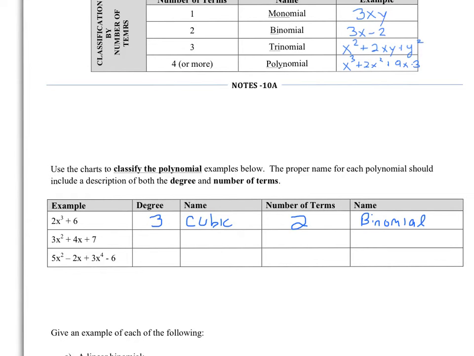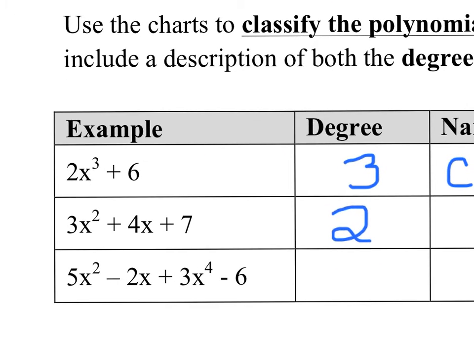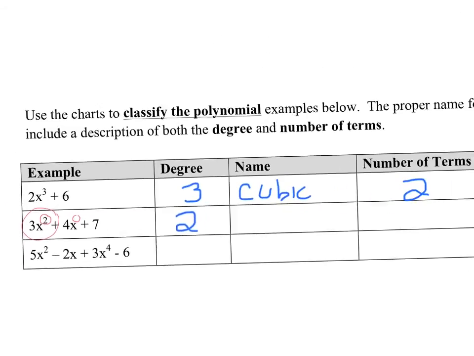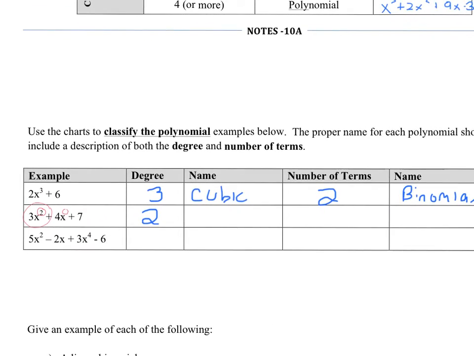The second one down, that's a degree 2. We look at the highest degree. We're looking right here, and we see that there's a 2 and a 1 in there, but we look at the highest one to determine the degree of the whole polynomial. So if it is a 2, that would be a quadratic. There are 3 terms, so that would be a trinomial.